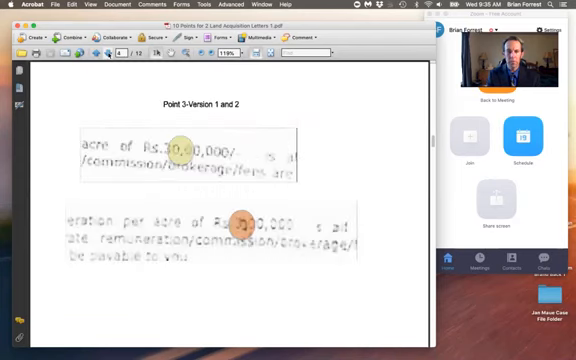Point 3, version 1, highlighted in yellow. There is no alterations. Version 2, highlighted in orange, has been handwritten, altered with a handwritten 0 after the numeral 3. That is a difference.